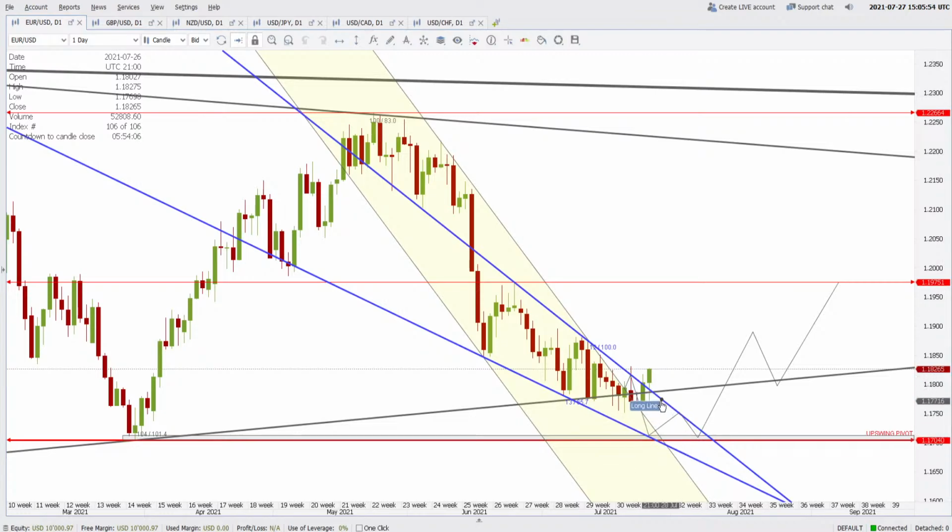So if that happens, then we can utilize that opportunity as a buying opportunity with a target of around 1.1975.